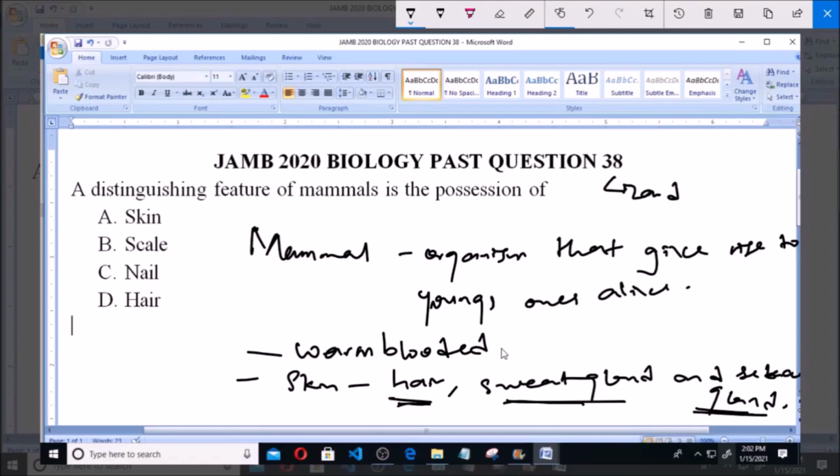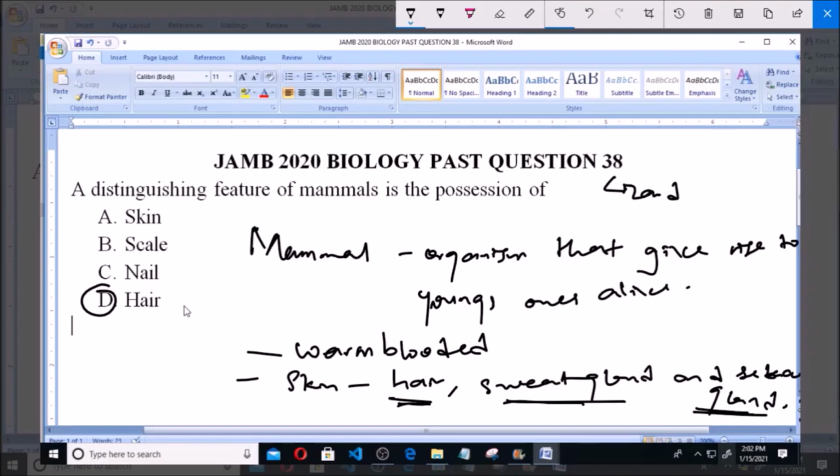We have other animals that are warm-blooded, like the lizard. So also mammals are warm-blooded. The lizard has nails, so also mammals have nails. Non-mammals too have nails. Scale also: most mammals do not have scale, while some have. But scale are mostly for non-mammals, like the fish and the lizard. They possess scale. But the hair is more specific, a distinguishing feature for mammals.